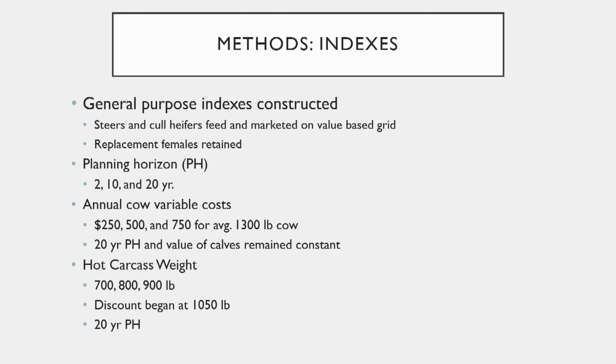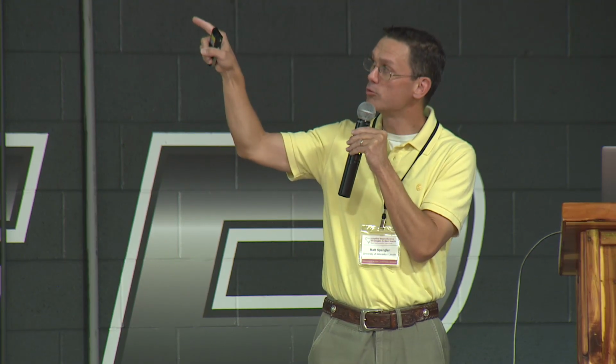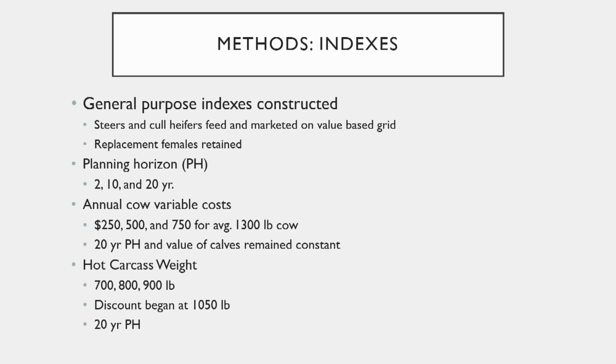Now, I know somebody in the audience is saying, he doesn't know what he's talking about, thinking it only costs $250 to run a cow. I did that because I wanted to look at extreme differences, okay? I wanted to look at extreme differences. I also perturbed hot carcass weight of the calves for an average of 700, 800, and 900 pounds too.